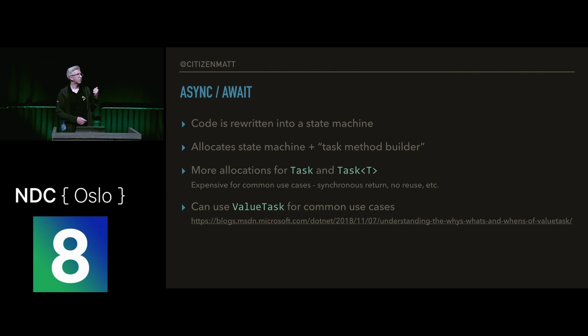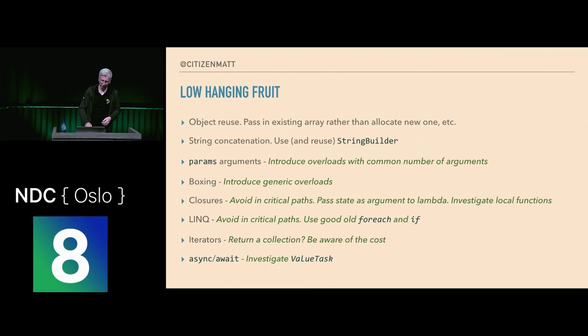And the ValueTask type, which has been introduced, is very, very helpful for some of these things. It is a value type which represents the task, and it's great for use cases where you want to be able to reuse items, where you also want to be able to return synchronously without having to allocate something. And there's a really good blog post explaining some of that, and I've got some more links at the end if you want to see those.